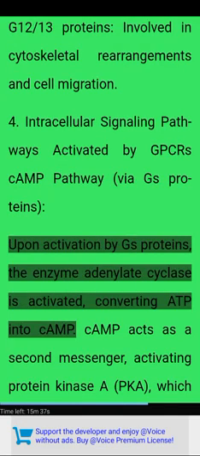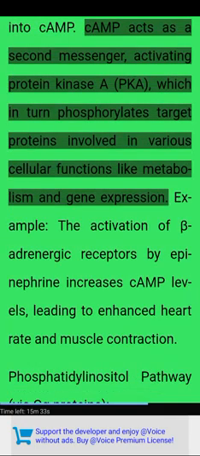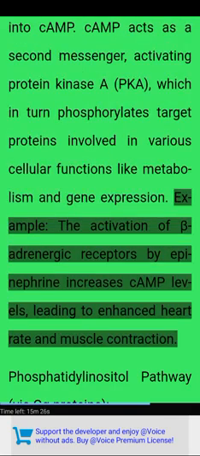Upon activation by Gs proteins, the enzyme adenylate cyclase is activated, converting ATP into cAMP. cAMP acts as a second messenger, activating protein kinase A, PKA, which in turn phosphorylates target proteins involved in various cellular functions like metabolism and gene expression. Example: the activation of beta-adrenergic receptors by epinephrine increases cAMP levels, leading to enhanced heart rate and muscle contraction.